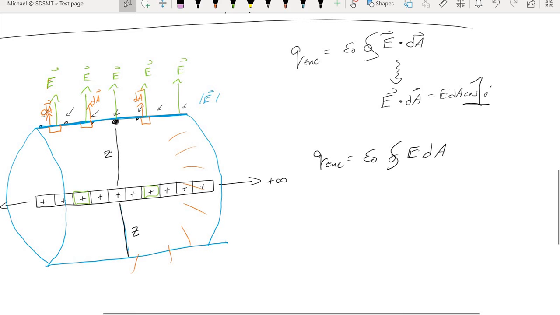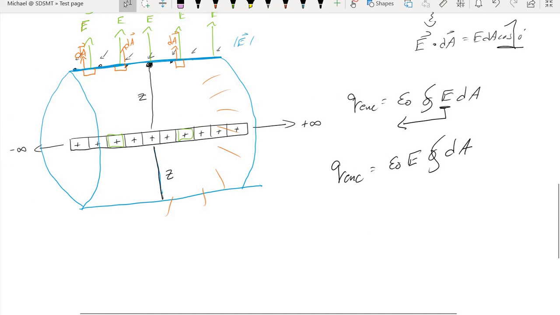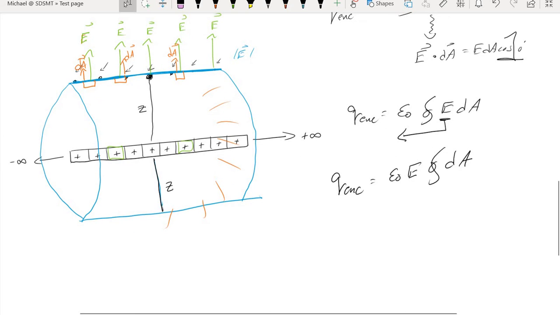Just like before, we're arguing the fact that the electric field should be of a uniform value at all points on the surface of our container. So we bring E outside of the integral. And the last thing that we have to do is figure out what is the surface area of the cylinder that we're passing through.